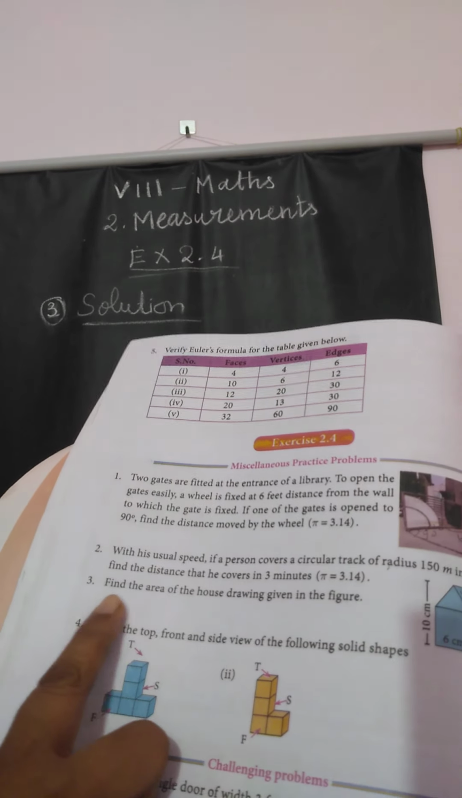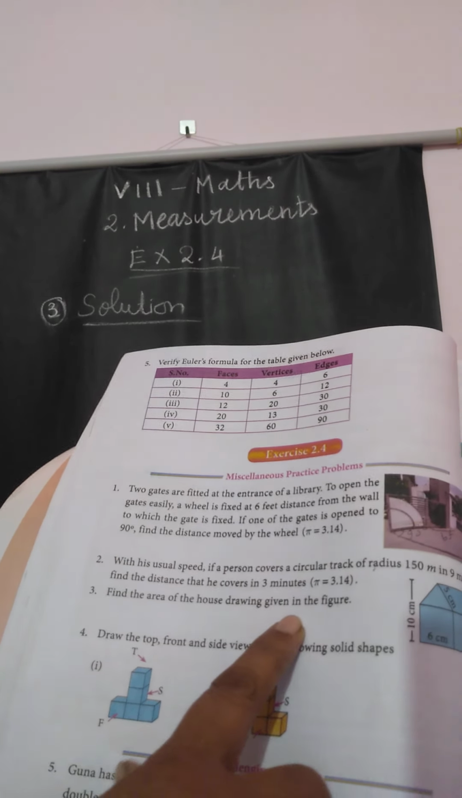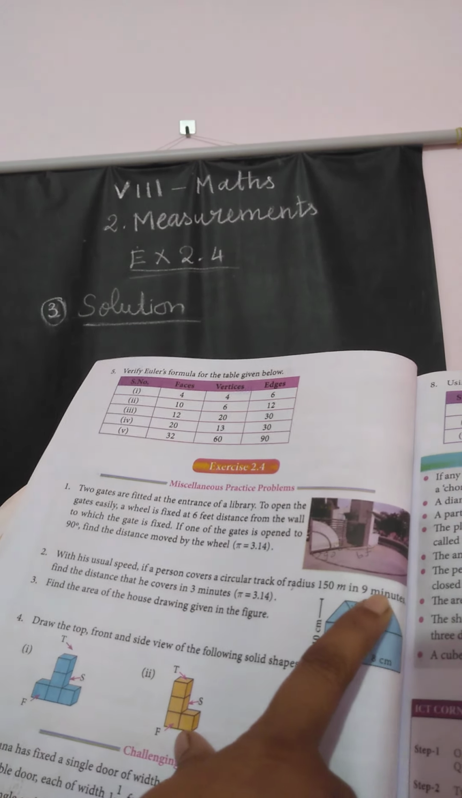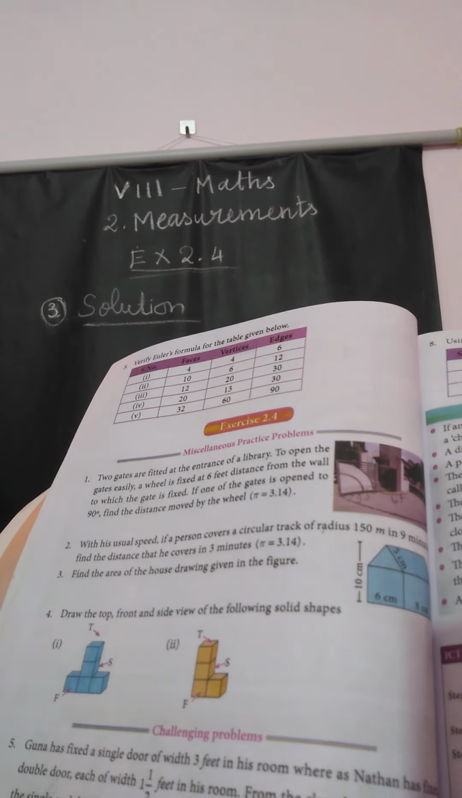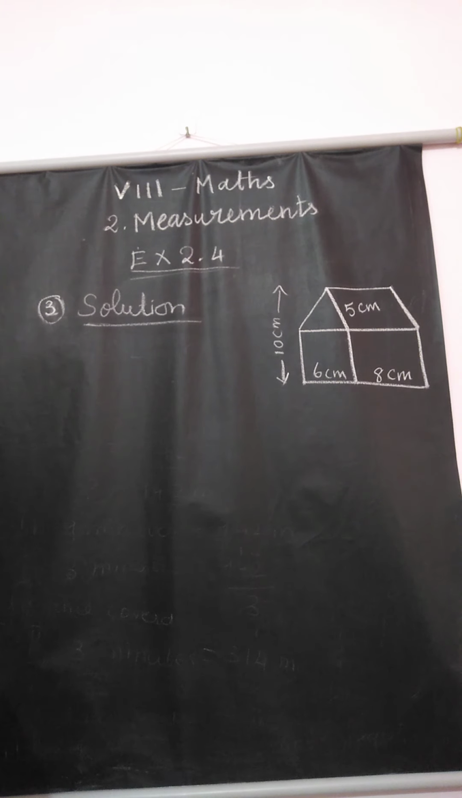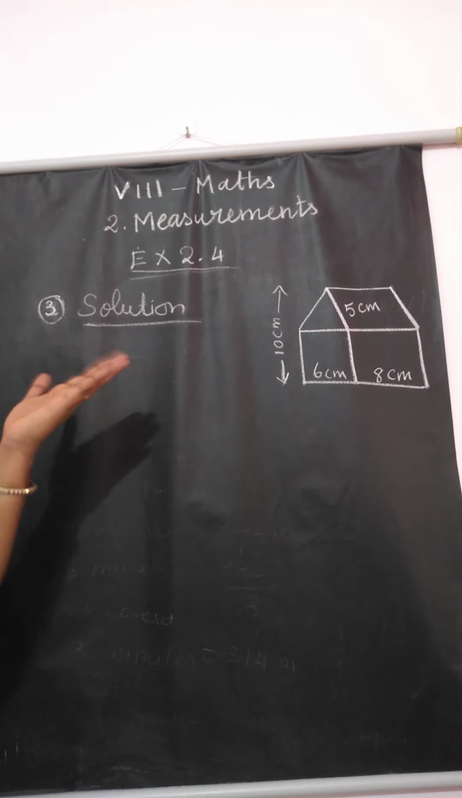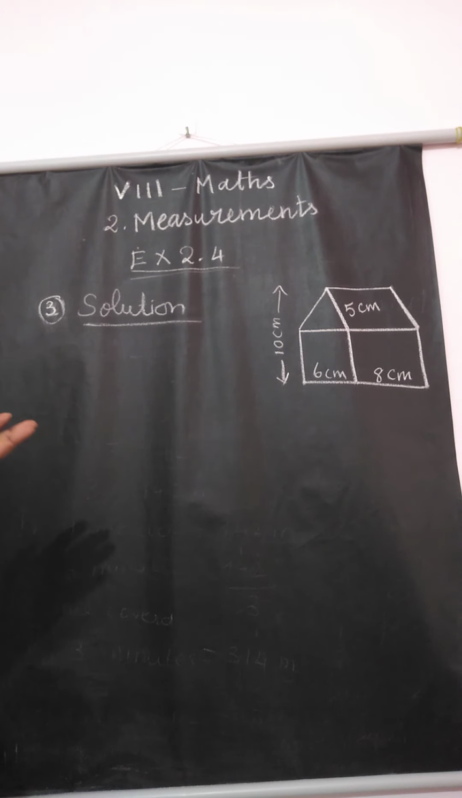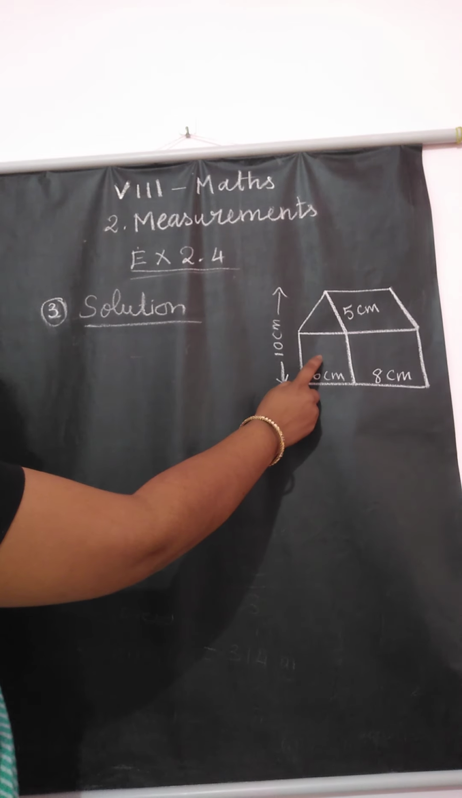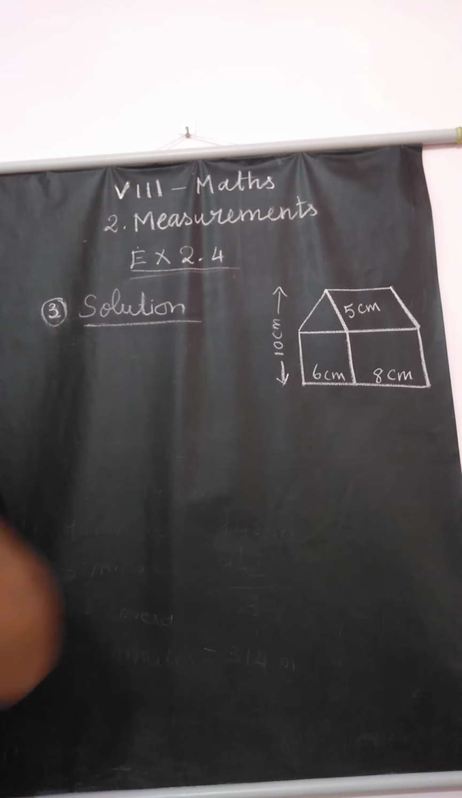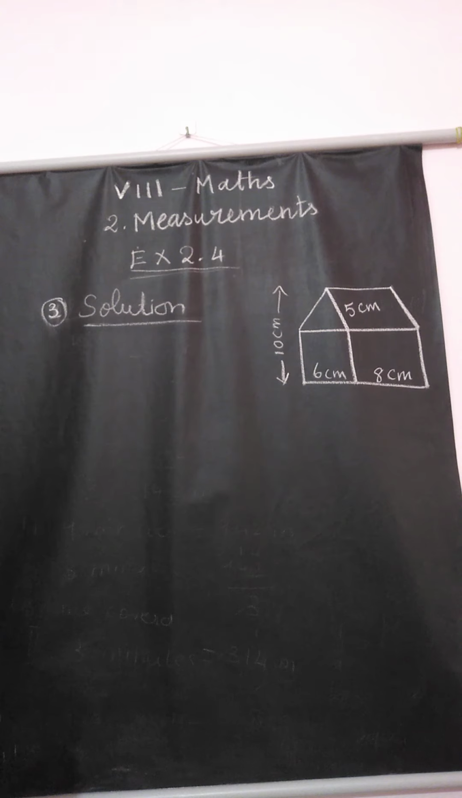Now the third question. Find the area of the house drawing given in the figure. The house is given, and we are going to identify the area of the figure. Now see the solution. Third one, solution. The house is given there. What do you observe from this figure? See, this is made of combined shapes. Now listen. This is a square, this is a rectangle, this is a triangle, and that is a parallelogram.